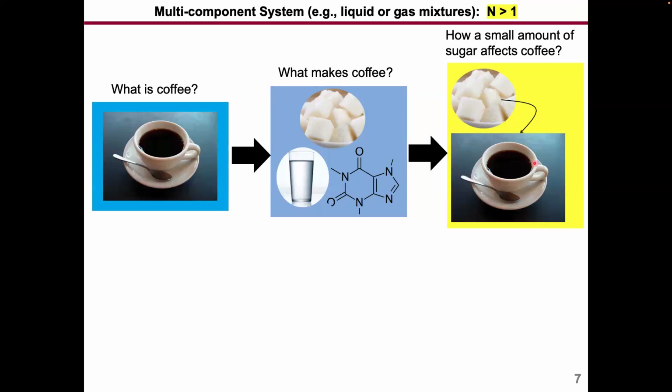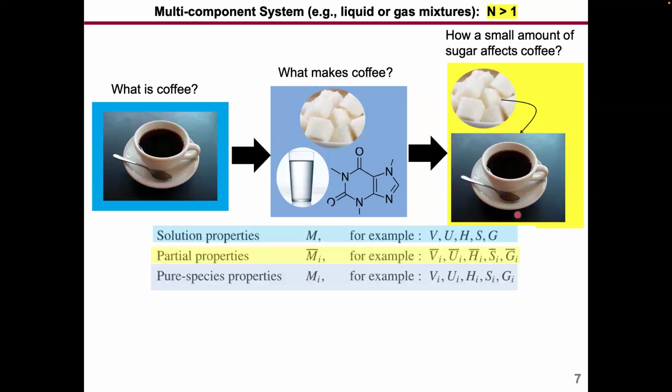Now we just need to understand how adding sugar changes the entire property of your coffee, right? Of course, we know putting sugar will make your coffee sweeter, less bitter. But we need to know, adding a small amount of sugar, how much does it change the overall properties of coffee? Now that is actually quantified by partial molar property, which we will define in a minute.